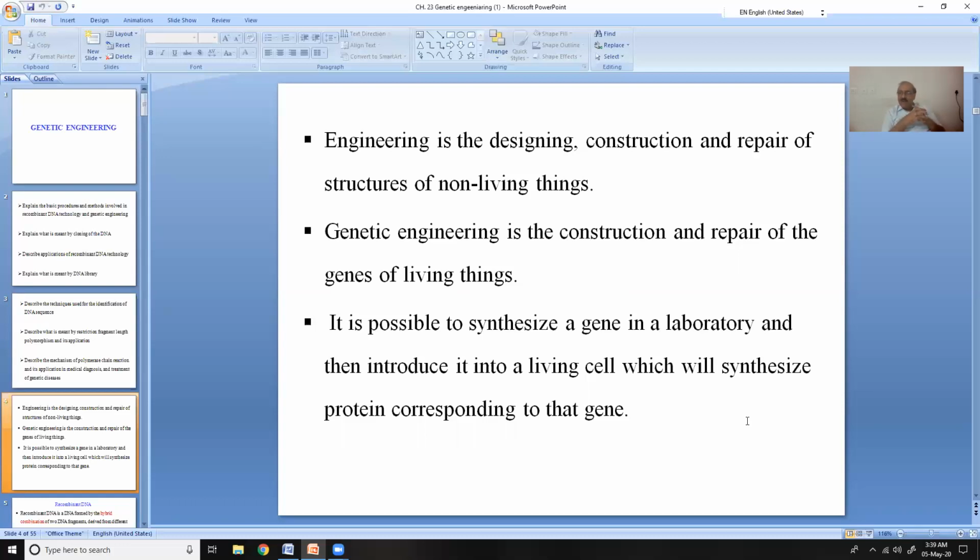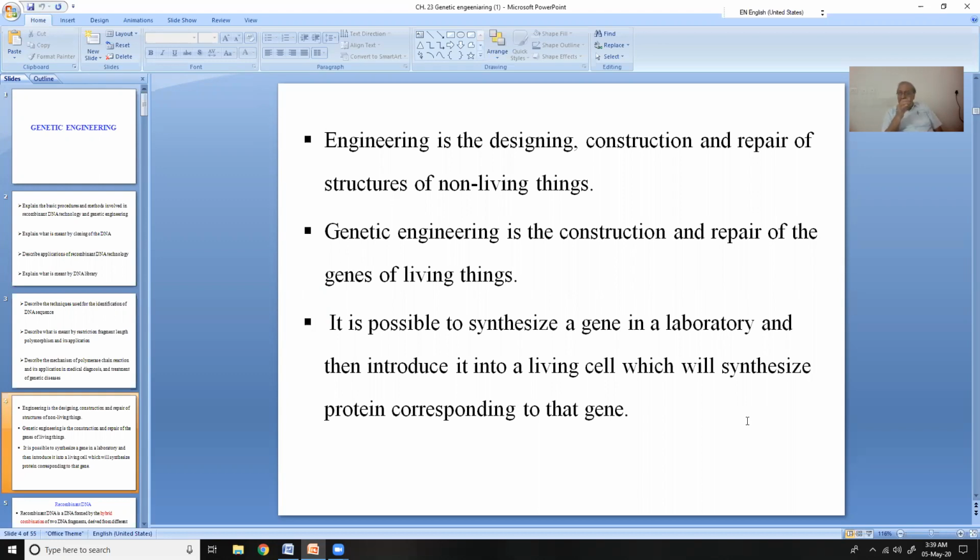But when we come to genetic engineering, it is the engineering of living systems. Genetic engineering is the construction and repair of the genes of living things. And it is possible to synthesize a gene in the laboratory and then introduce it into a living cell, which will synthesize protein corresponding to that gene. Understood what I am telling you?